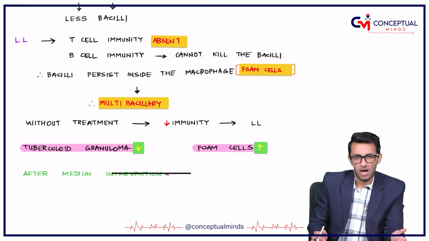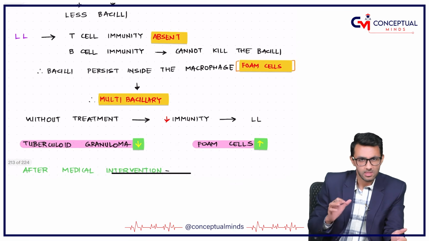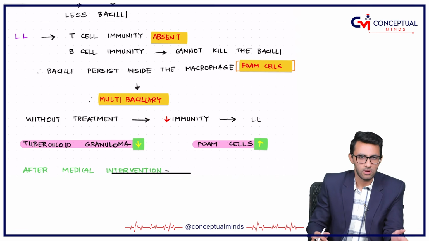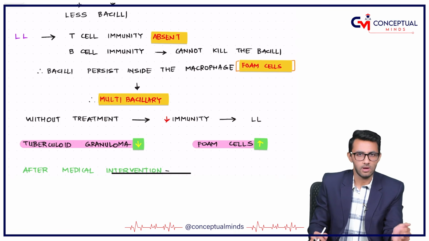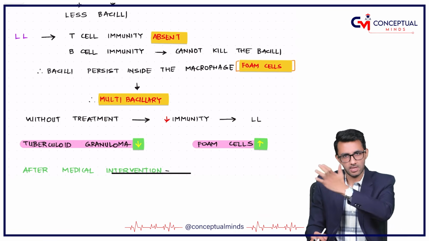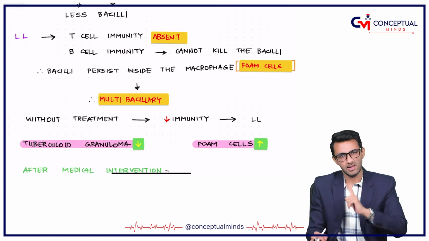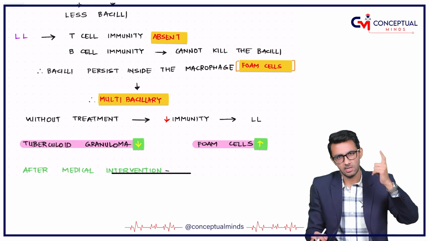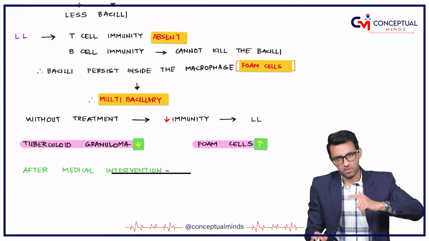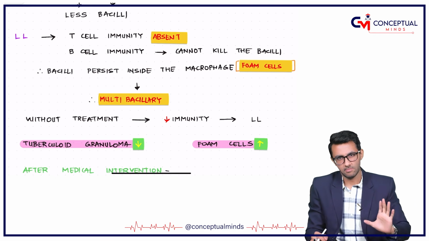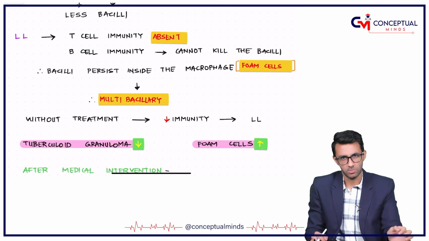And if you take a histopathological slide, what could we see? We could see the multibacillary one. So on the one hand, we had paucibacillary, and on this side we have the multibacillary one. Th1, Th2, T cell, B cell, and on the other side, that is the LL type, you would see the macrophages swollen up, we have the foam cells.